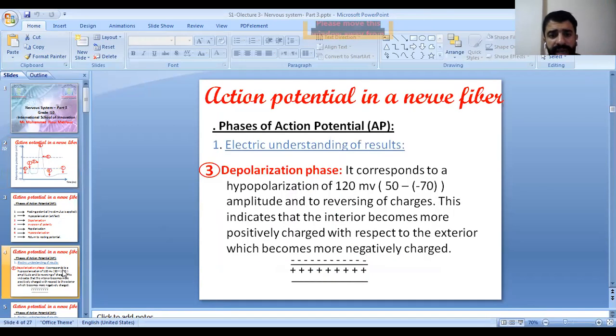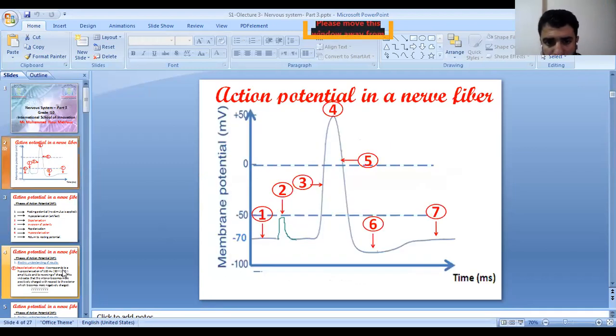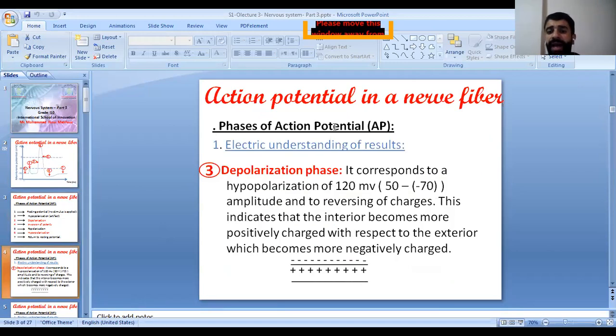So let's start first with the electric understanding of the result. Depolarization was phase number 3. We're moving to the positive in the depolarization phase. It corresponds to the hypopolarization. If you remember last time when we talked about hypopolarization, it's the decrease in the polarity, meaning the decrease in the negativity, meaning that we are moving to the positive. So it corresponds to the hypopolarization of about 120 millivolt.